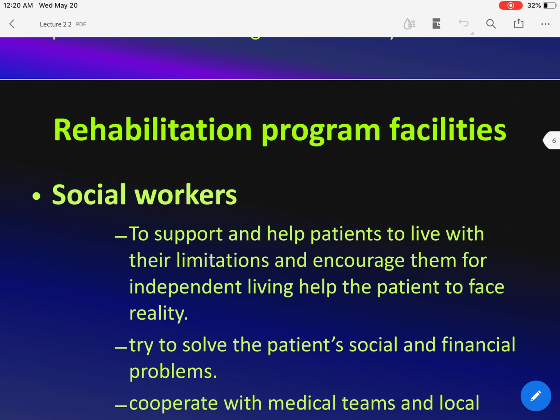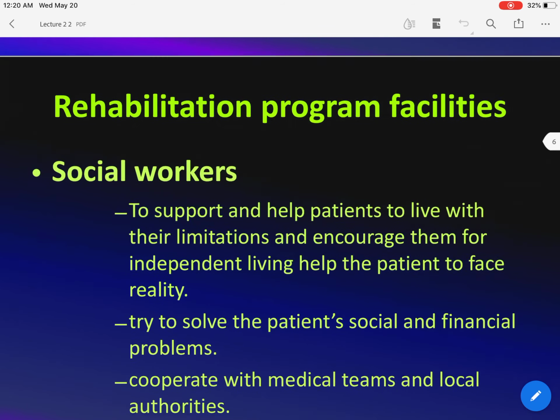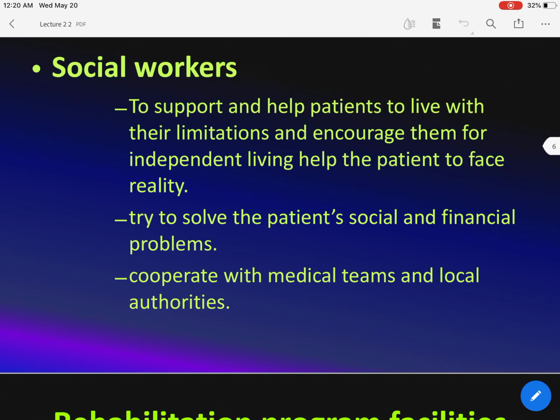The third person in the team is the social worker. What are their duties? To support and help patients to live with their limitations and encourage them for independent living, help the patient to face reality, try to solve the patient's social and financial problems, and cooperate with medical teams and local authorities.